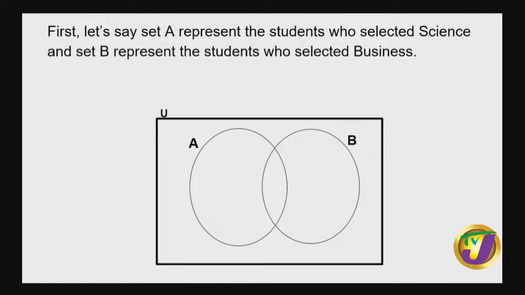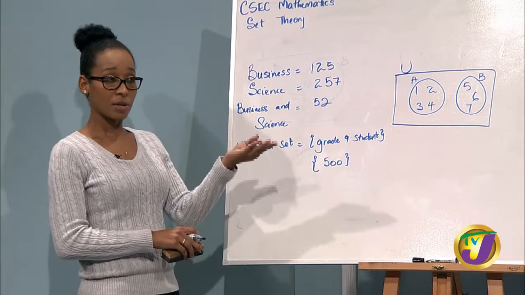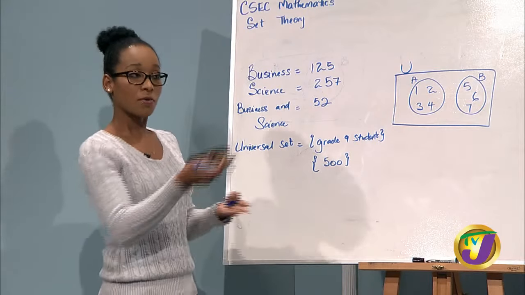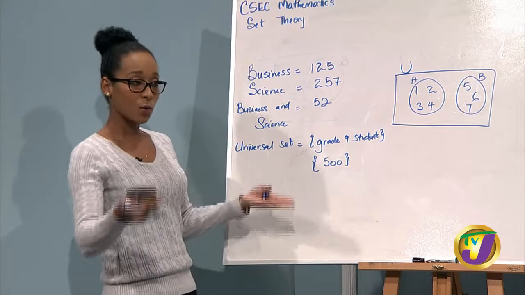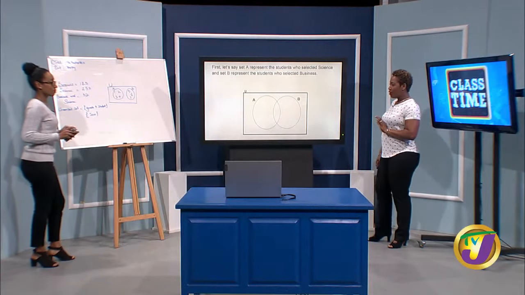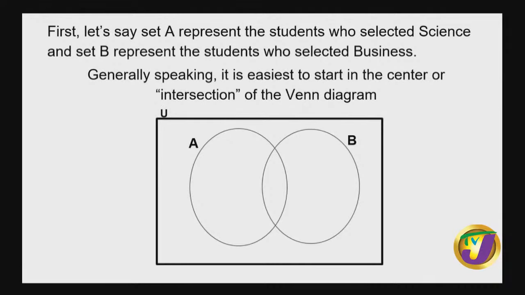52 students studied both science and business, which means there's some overlapping taking place. There's an intersection. Yes, so you can represent it like that. Good. If there's an overlapping, there's an intersection. Okay. So what can we do? So we're going to start with the intersection first. Sometimes it seems like it's the easiest way when we're drawing our Venn diagram. Makes sense, let's start there. So it would be 52, great. 52 in the intersection.